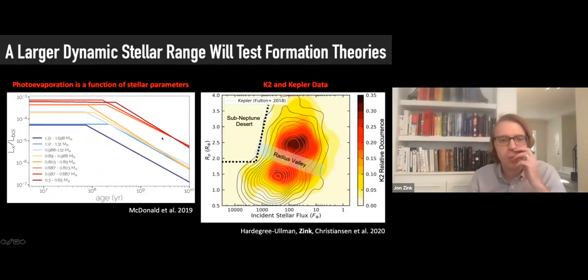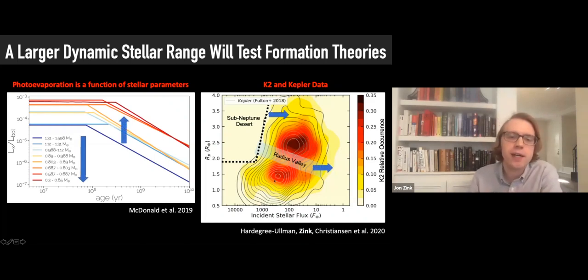Just to highlight that we can actually do this with K2 data. So this is our K2 sample. It's our K2 relative occurrence. You can see we really cover the parameter space of the Radius Valley and the sub-Neptune desert. So we already see they're there. What we have to test now is whether they move or not as a function of stellar mass. And that's something we're really excited to do now that we have this sample ready to go. It's something that we're hoping to have results in the very near future on.